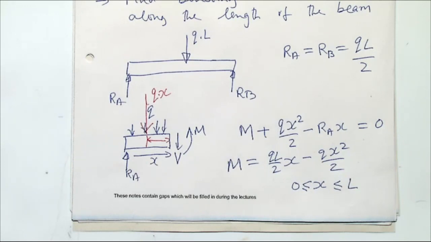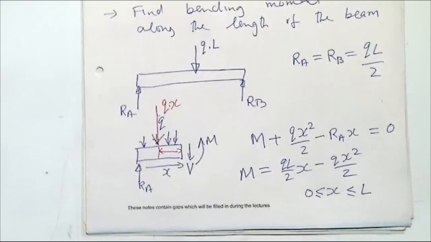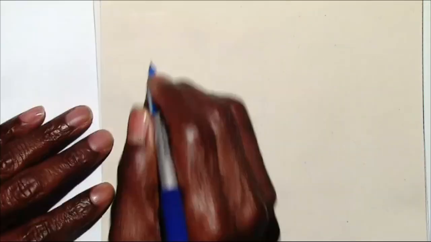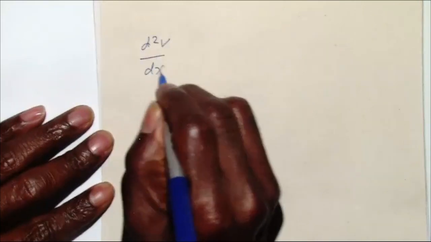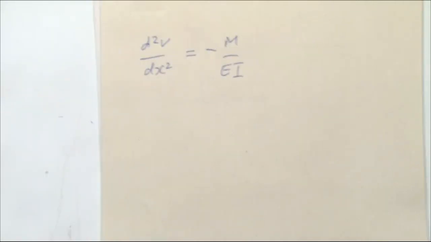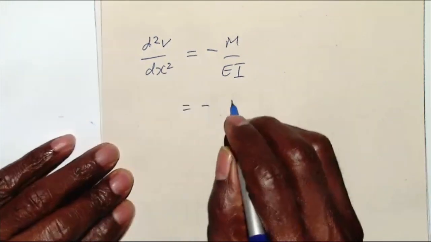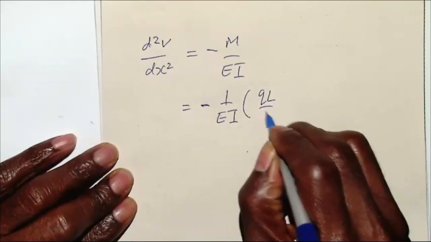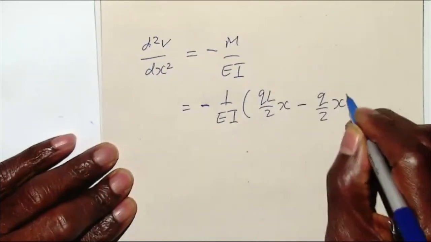So now let's look at the magnitude of the deflection. I'm going to write down the bending deflection equation again, and then we have to do the double integration, which we mentioned a few minutes ago. So what we now have is that d2v all over dx squared equals minus M all over EI. Now we know what that bending moment is. I'm just going to substitute that. We now have minus 1 over EI into QL over 2 x minus Q over 2 x squared.